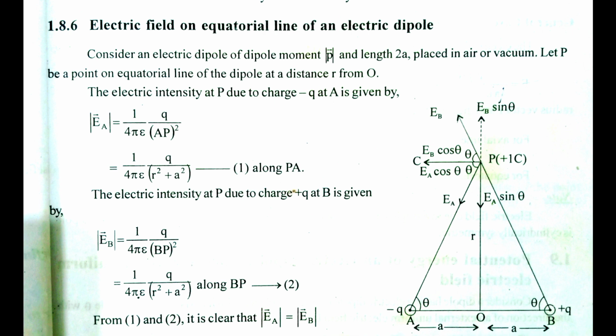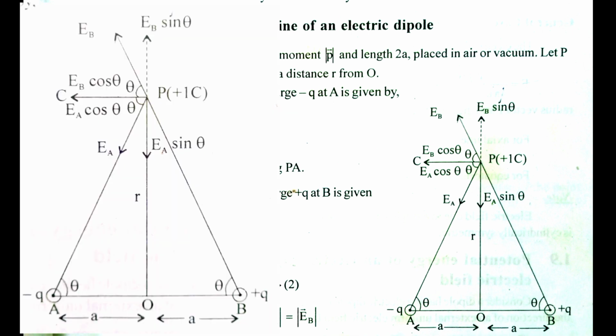In the same way we have to find BP squared also. For that, which triangle will we consider? BPO, right? This is also a right angle triangle. So BP squared is equal to r squared plus a squared again, right? So we can write E_B equals 1 by 4 pi epsilon, q by r squared plus a squared, and the direction also we have to show here.